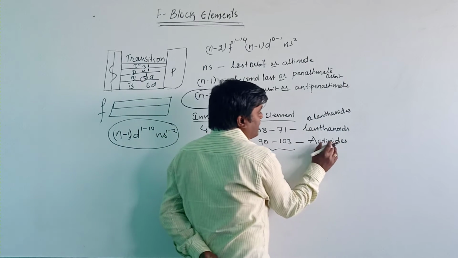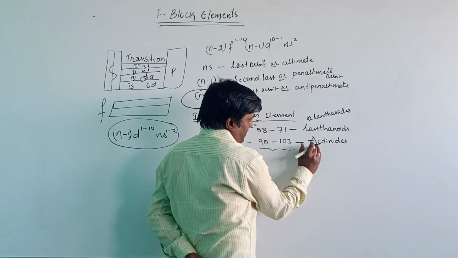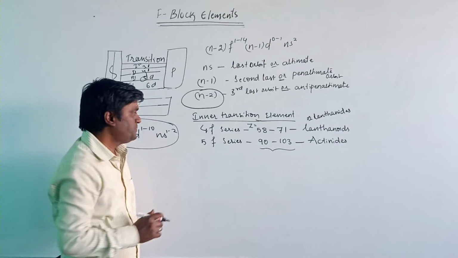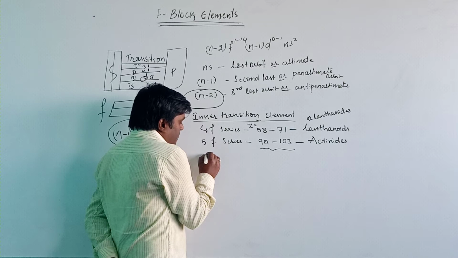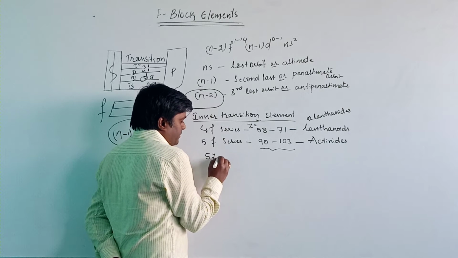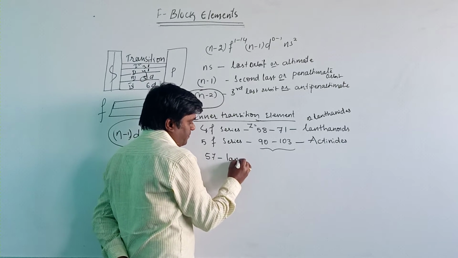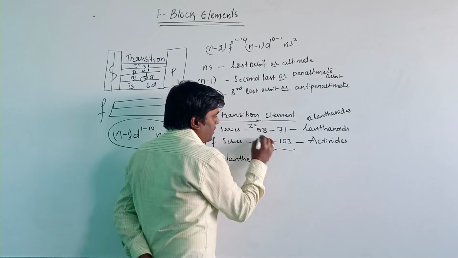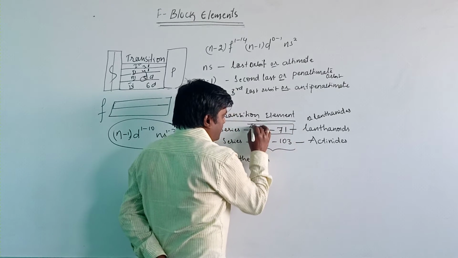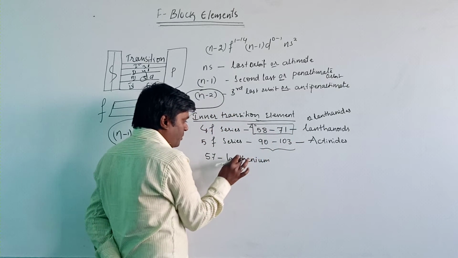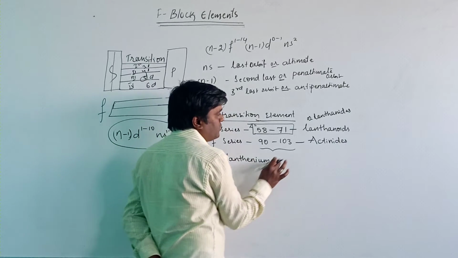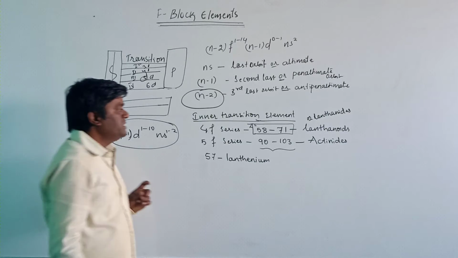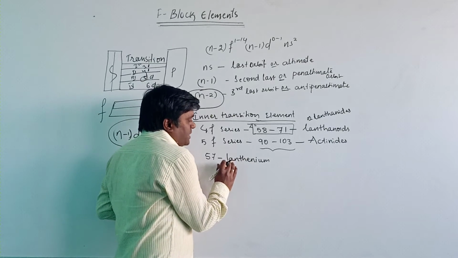You can call them actinoids. The lanthanoids and actinoids, or we can call them lanthanides and actinides. The element with atomic number 57 is lanthanum. Elements from atomic number 58 to 71 show properties similar to lanthanum. Therefore, the name lanthanide is given due to lanthanum.